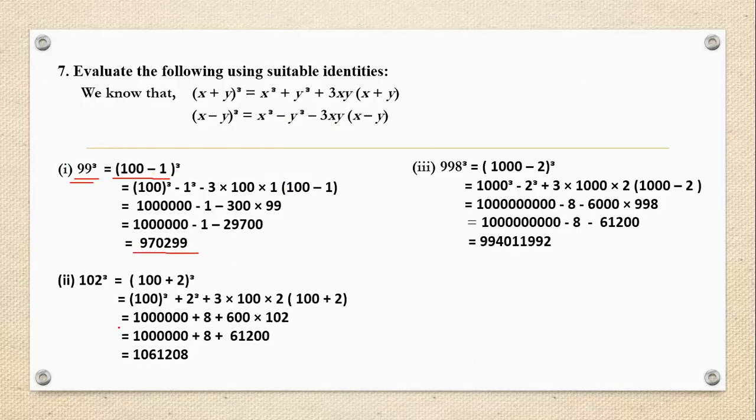Similarly, we have done the second part and third part also. The rearrangements have been done as per the required identity here, the sum of two terms raised to the power 3 or the difference of two terms raised to the power 3. So I hope you understood how to solve these questions now.